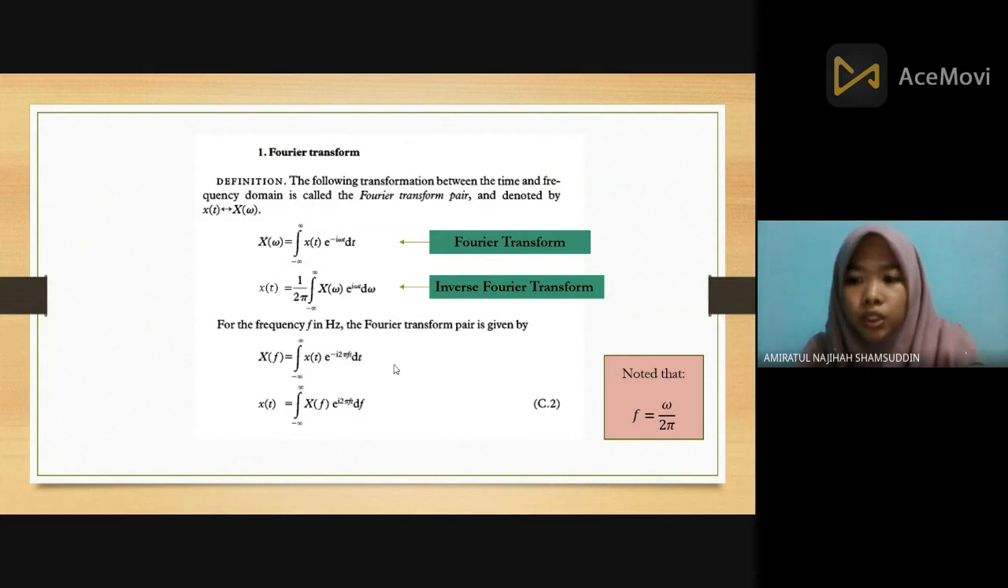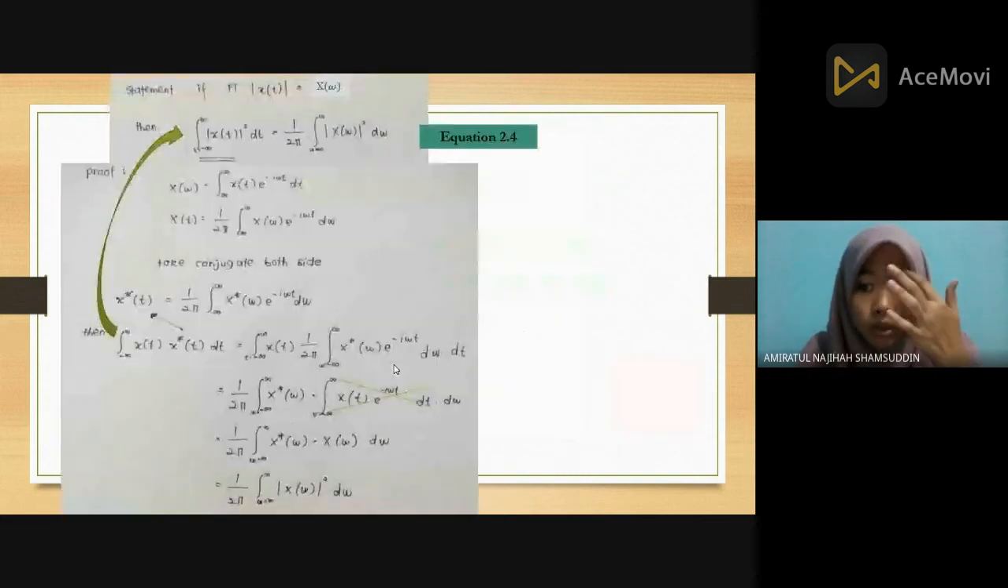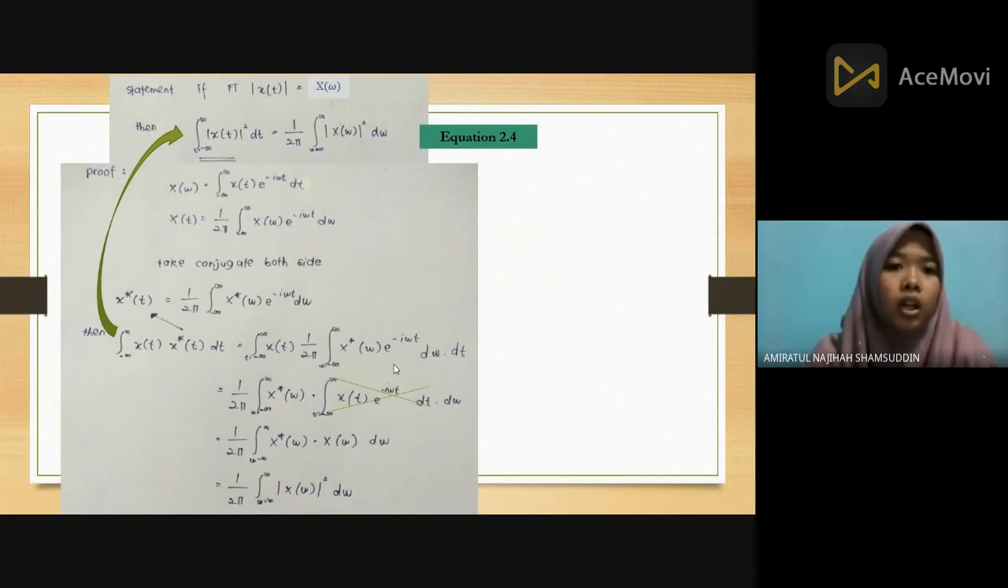Then we move to the Fourier equation. From the statement that the Fourier transform of x(t) is X(omega), we need to prove that the integration of x(t) squared with respect to dt equals 1 over 2 pi times the integration of the modulus of X(omega) squared with respect to omega. We need to prove this.